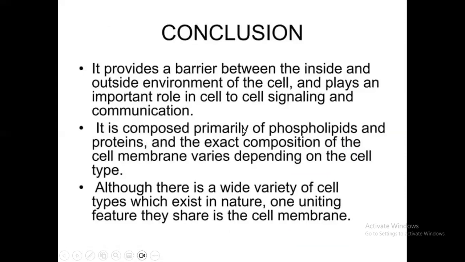Coming to the conclusion, the plasma membrane provides a barrier between the inside and the outside environment of the cell and plays an important role in cell-cell signaling and communication. It is composed primarily of phospholipids and proteins, and the exact composition of the cell membrane varies depending on the cell type. Although there is a wide variety of cell types in nature, one uniting feature that they share is their unit membrane nature.